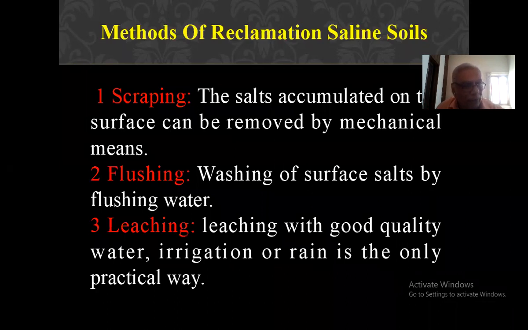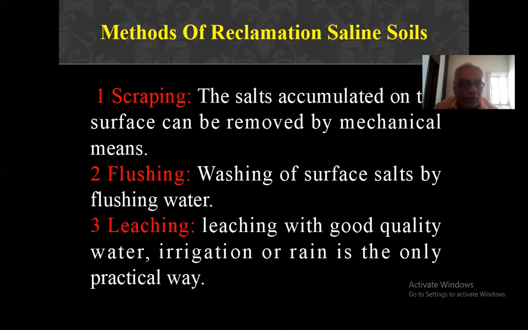So we have to reclaim saline soil first. In saline soil, there will be soluble salts of calcium, magnesium, potassium, sulfate, carbonate, and chlorides. The pH is about 8.5, but the electrical conductivity is more than 4 millimhos per centimeter. There are three methods of reclamation: physical, chemical, and biological. First we see the physical reclamation methods.